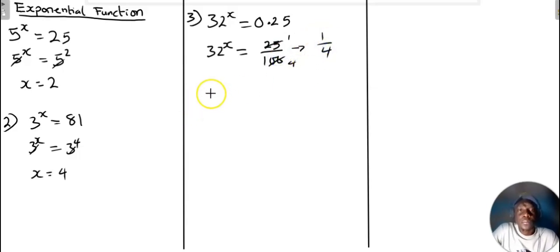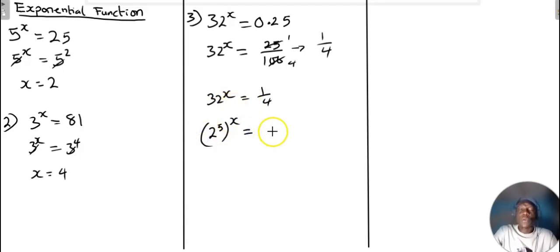So you have 32 raised to the power x is equal to 1 over 4. Now let's continue. 32 is the same as 2 raised to the power 5, right? Then all of them raised to the power x. This is equal to 1 over 4. According to indices, 1 over 4 is the same as 4 raised to the power minus 1. That's what 1 over 4 can be written as.